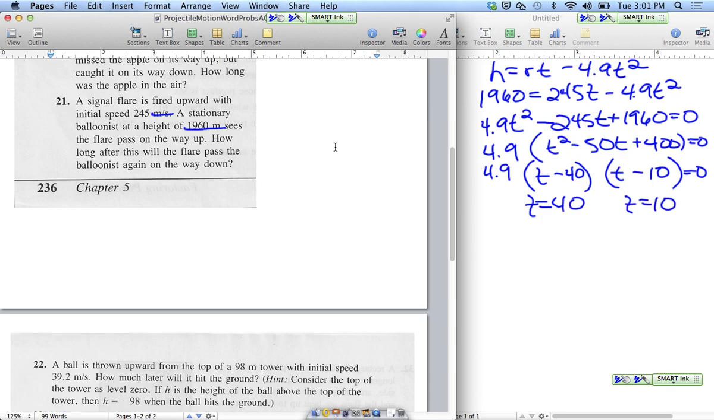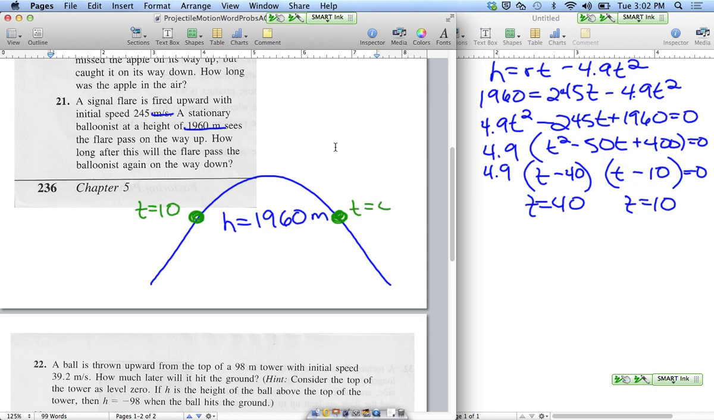Now let's do a little sketch to figure out what we're dealing with here. So we've got a balloonist, and the balloon is at a height of 1,960 meters in the air. And this flare passes that height 2 times. It passes through this height at the 10-second mark, and then again at the 40-second mark.